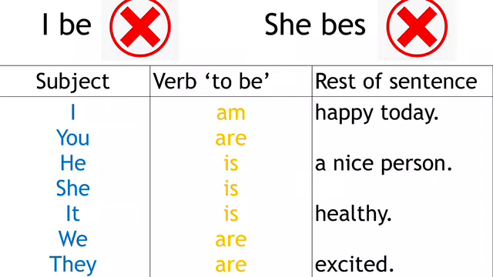Instead, if the subject is I, the verb to be changes to am. Then we have you are, he is, she is, it is, we are, and they are. This makes simple present tense sentences like I am happy today, he is a nice person, she is healthy, they are excited.